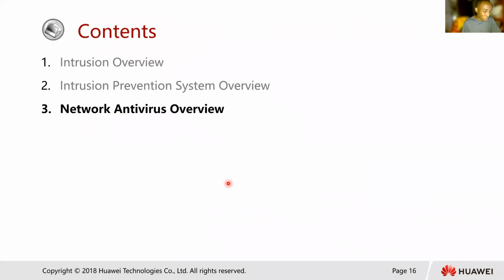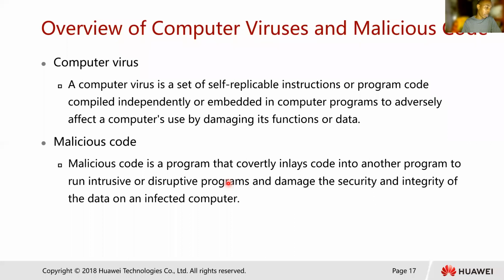When you look at the network antivirus overview, network antiviruses are usually, somebody talked about network internet security. A good example is Kaspersky Internet Security, which can help you scan even search results on Google. They are usually meant to deal with viruses as well as malicious code.